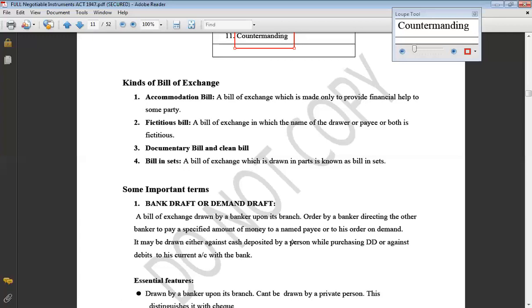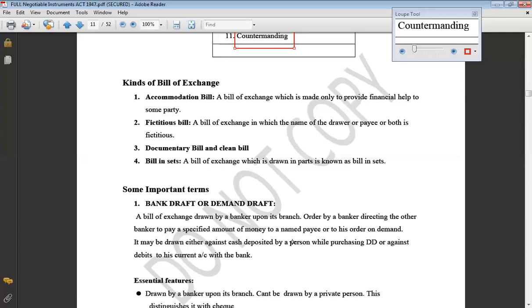So this way you can secure your payment. A similar situation we have discussed in the Sale of Goods Act, the topic of the reservation of right of disposal. So it is the same concept. In case the bill of exchange is sent without a document of title, it is called a clean bill.